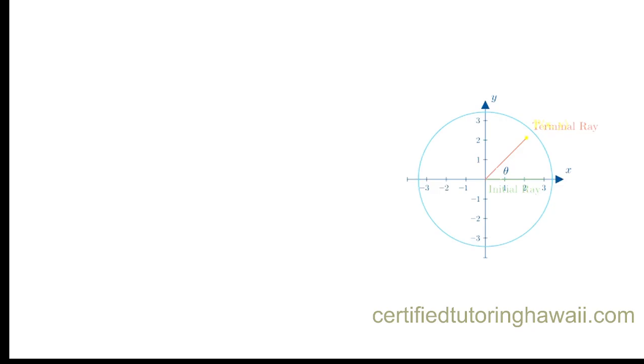Here's the key connection. The coordinates of point P are directly related to the sine and cosine of the angle theta. The x-coordinate of P is r times the cosine of theta, and the y-coordinate is r times the sine of theta. This means any point P on a circle of radius r can be expressed as (r cos theta, r sine theta). This formula connects the coordinates of a point to its angle and is the foundation of circular trigonometry. Now, let's look at the special case where the radius is 1.